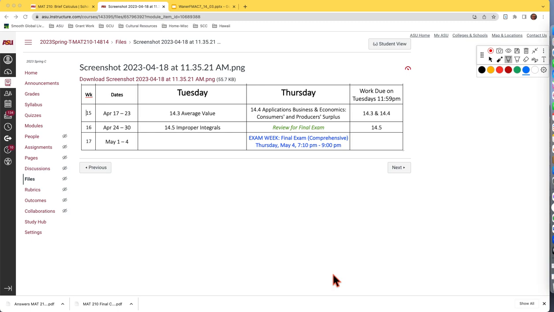No, it'll just be our class. But all the classes are having their final, all the 210 classes have their final at the same time. So there's a couple that use this room. We drew the short straw. We don't get it, the other class does. So we'll be in our room, but we should just be by ourselves. There's enough of us, we're almost 100.